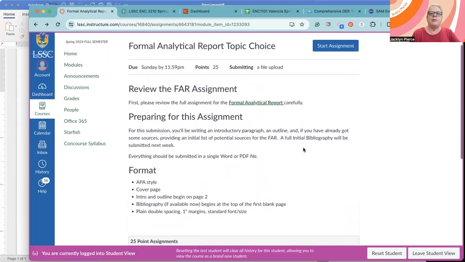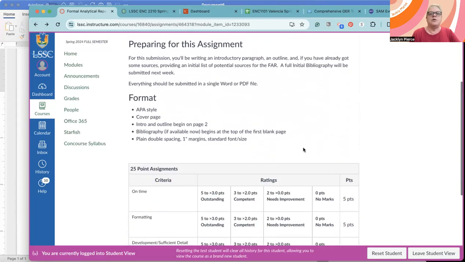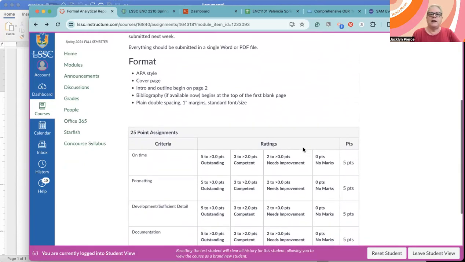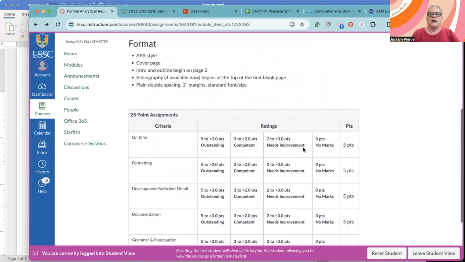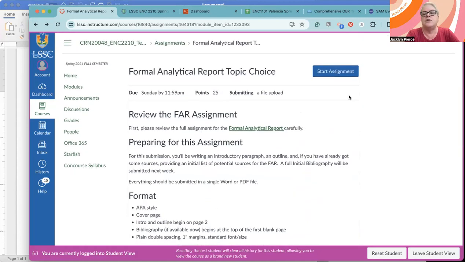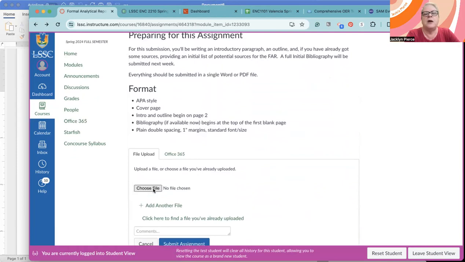I take it back. I remember now that I did switch that around a little bit. So you are going to have an APA cover page. You're going to have the intro and the outline begin on page 2, then the bibliography, same as we've been doing. This will be completely plain, double spaced, and written in whatever form helps, but you will double space it. You will treat it just like an APA document. So when you are ready, you click on Start Assignment, and then you will need to upload your file, and you will submit that.